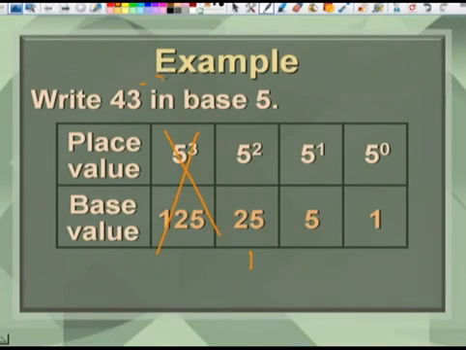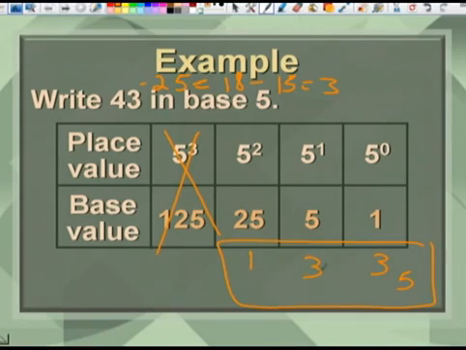So when I subtract 25 from this, what do I get? 18. How many 5s are there in 18? 3. That's 15. When I subtract the 15, I have 3 left over, and that means I'm going to have 3 1s. Not 133, well, 133 base 5 is the same as 43 in our normal base 10. 133: 125, 3 5s, and 3 1s.